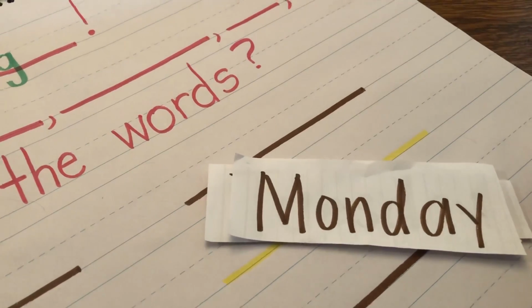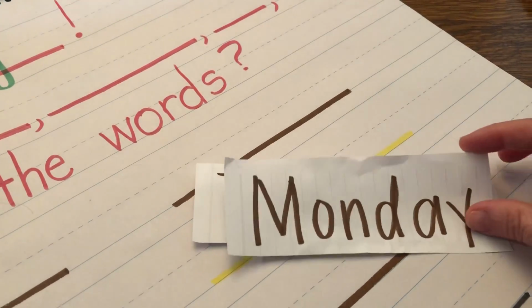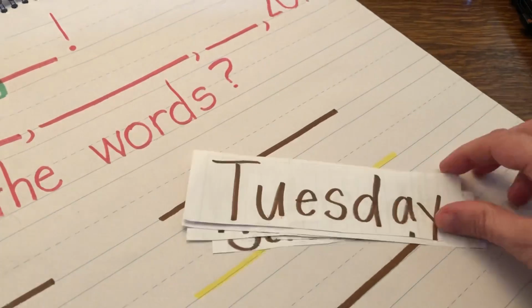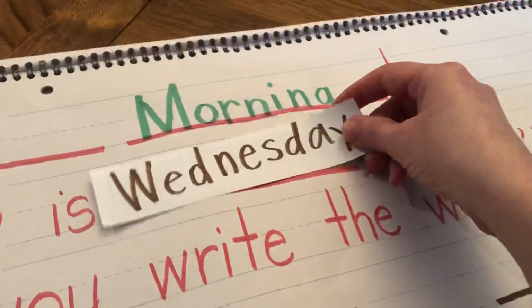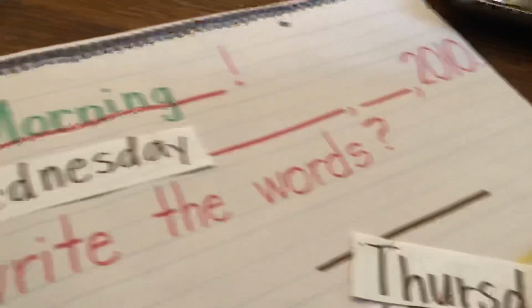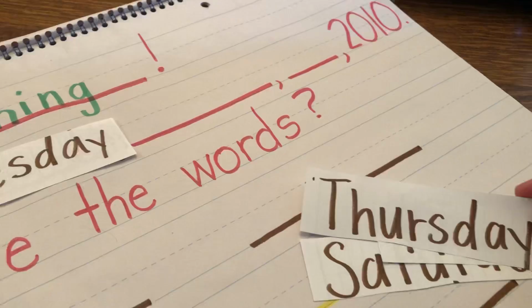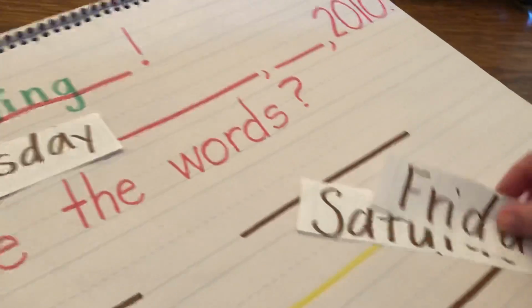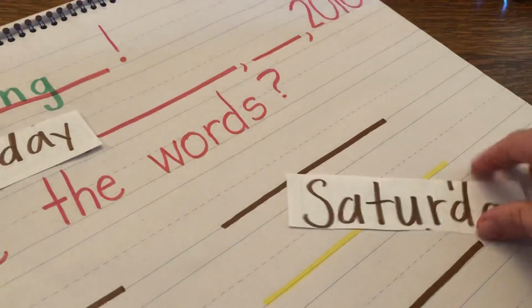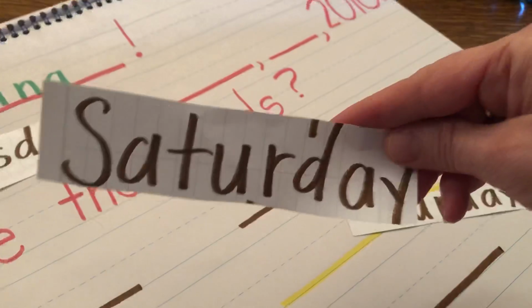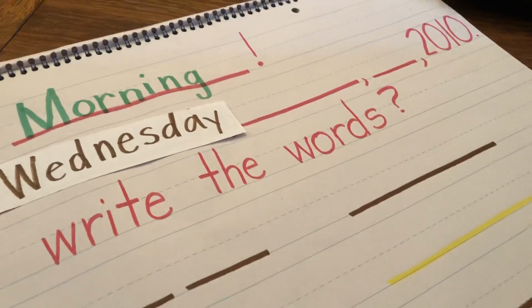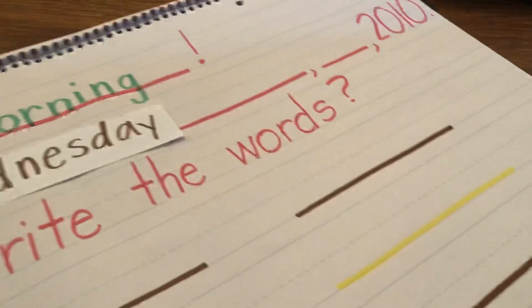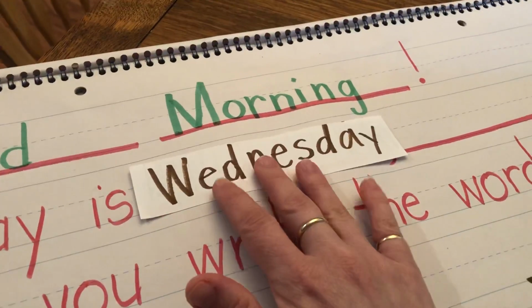And when you're counting numbers, let's go ahead and start with Monday, Tuesday, Wednesday, there it is. Today is Wednesday. The day that comes after Wednesday is Thursday, Friday, Saturday, and Sunday. And then we would start back over with Monday. All right, so there's the word Wednesday.